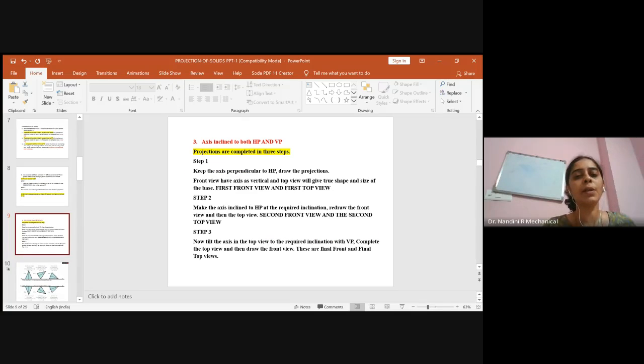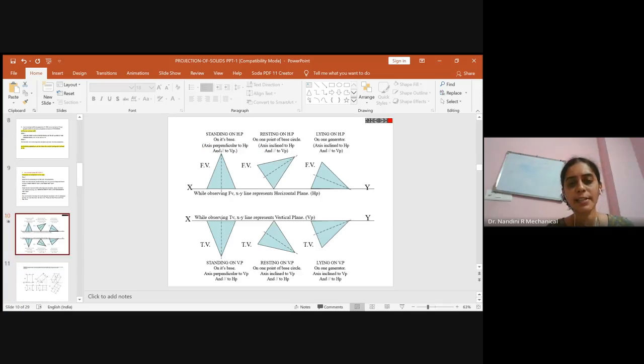So we also get problems where the axis is inclined to both HP and VP. In this we get a 3-stage problem. When the axis is inclined to both HP and VP, you can see here this is just an example. This is a triangular pyramid. Always in the first stage, the axis will be assumed to be perpendicular to HP. In the second stage, we assume the given axis is inclined to a particular angle to HP. Then we show the axis inclined to a particular angle to VP. So these are the 3 positions. We will only be shifting the axis.